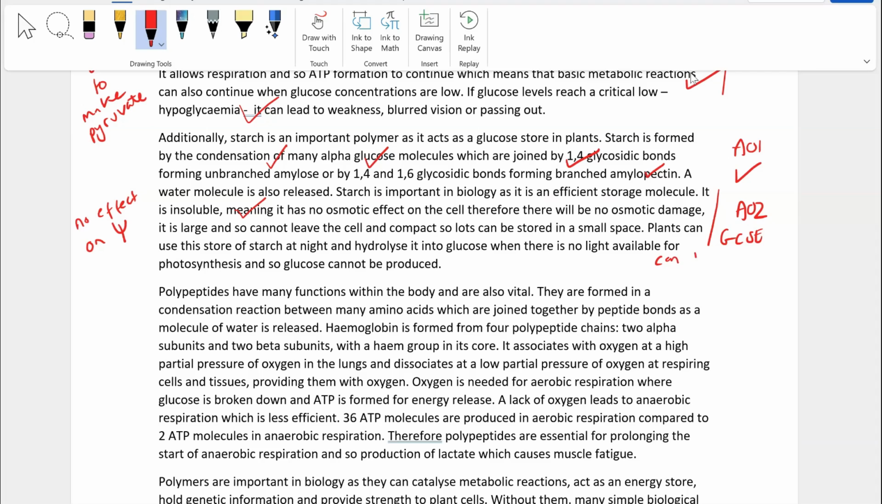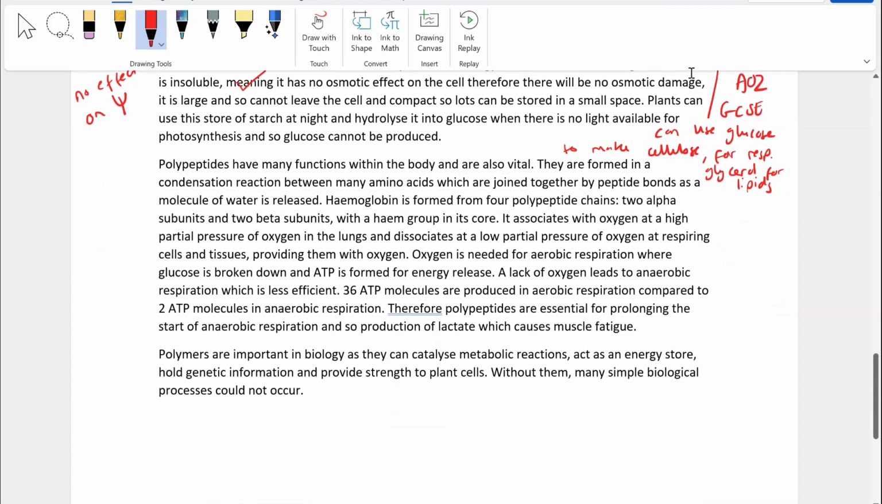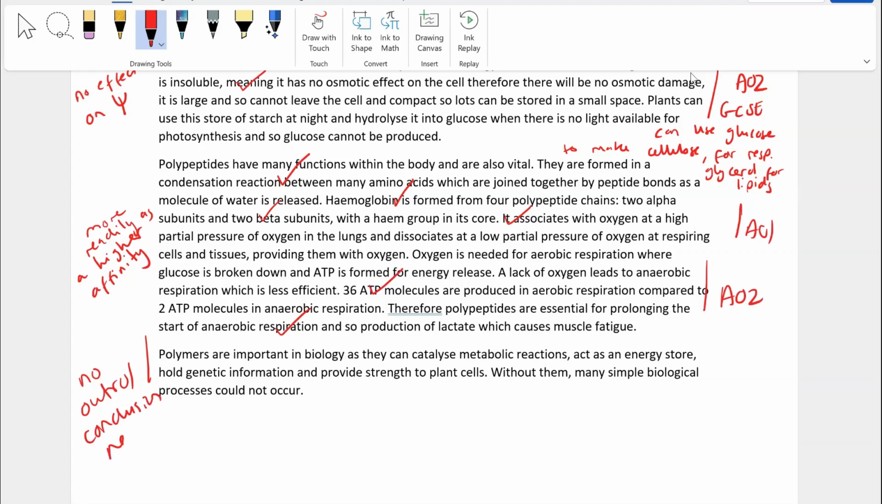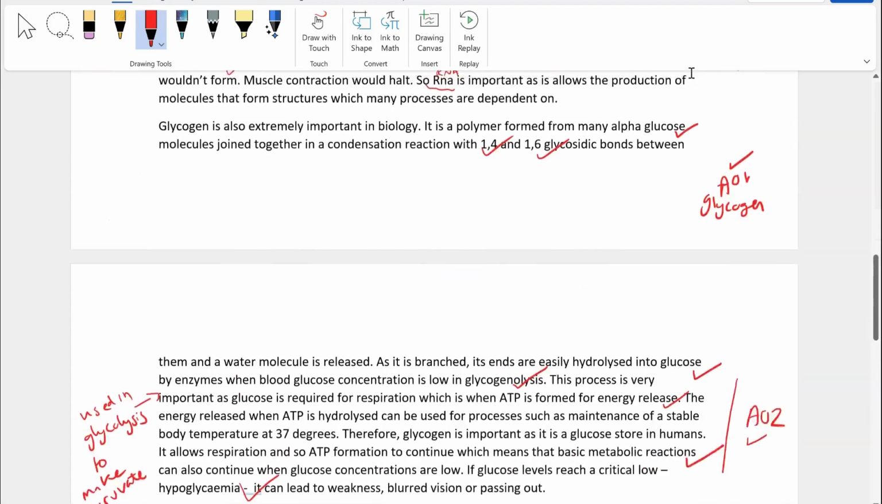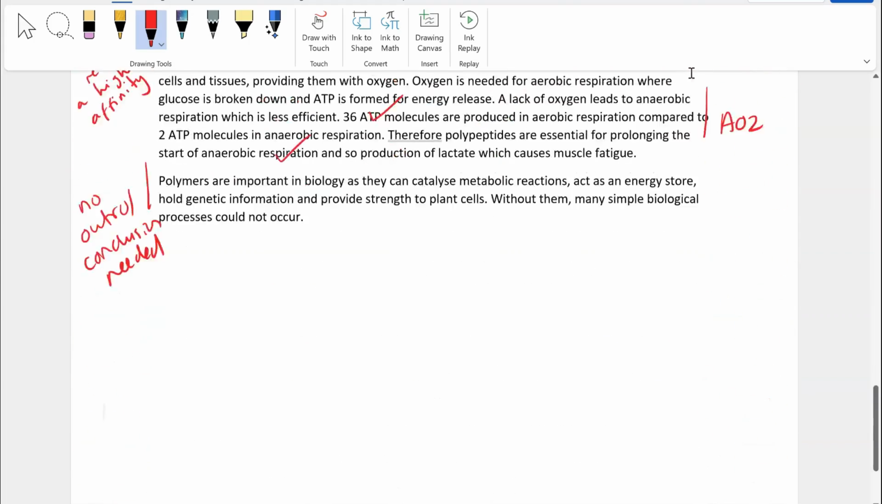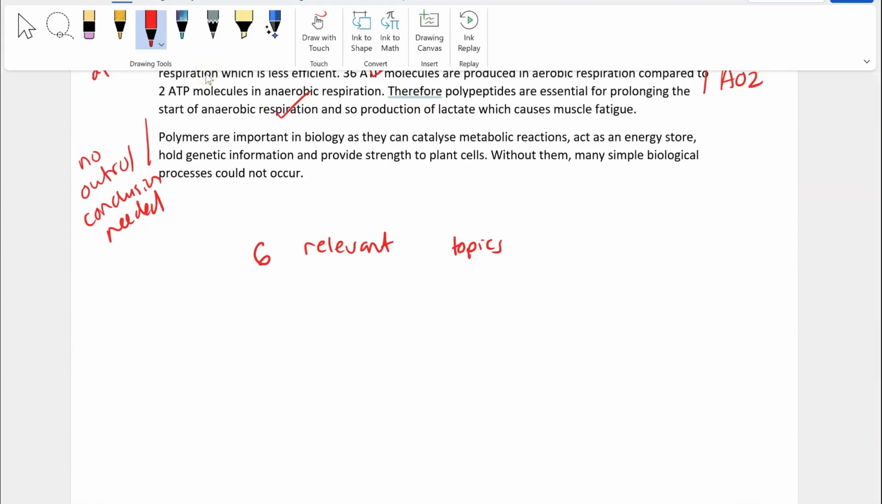AO2 though was GCSE standard. They should have said you can use glucose to make cellulose, talked about its role in respiration, or even how you can convert glucose into glycerol to make lipids. For this polypeptide example, they're talking about hemoglobin. Again, just a bit of extra detail, more explanation, saying that the oxygen binds more readily because the hemoglobin has a higher affinity at high partial pressures. And I've pointed out you don't need an outro or a conclusion.